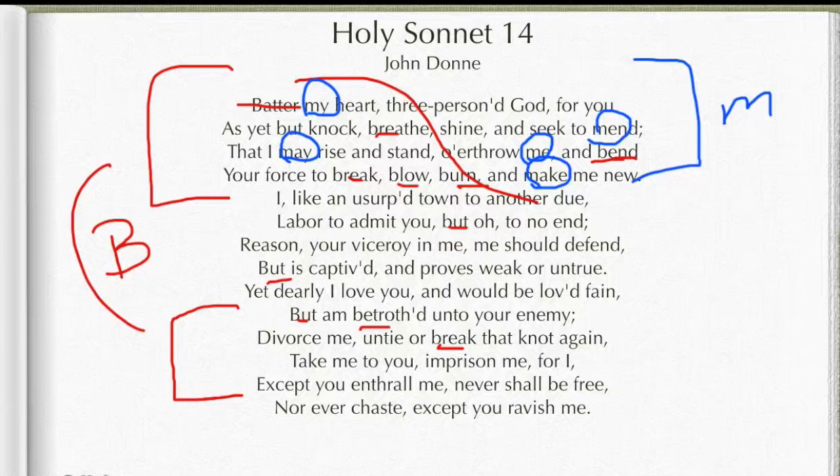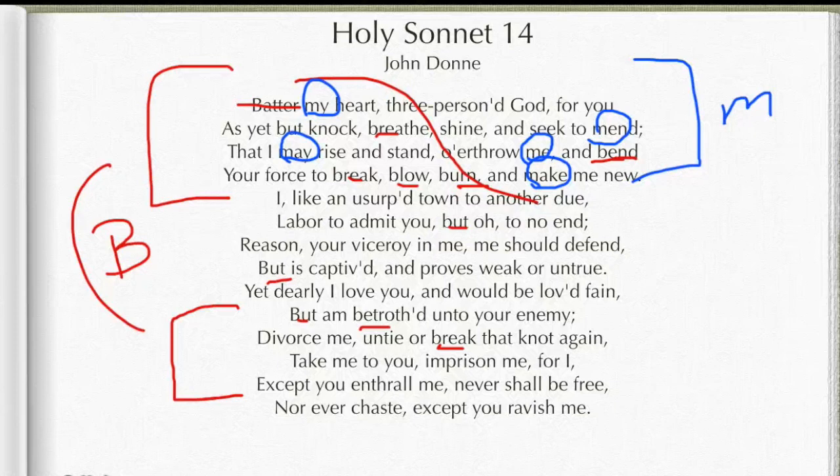So when we see the B sound, it gives a really hard, tough tone or mood to this poem. Batter, burn, breathe, break, blow, bend. But then we have the M sound breaking it up. Batter my heart. Break, breathe, shine, seek to mend, that I may rise and stand, o'erthrow me and bend, right?